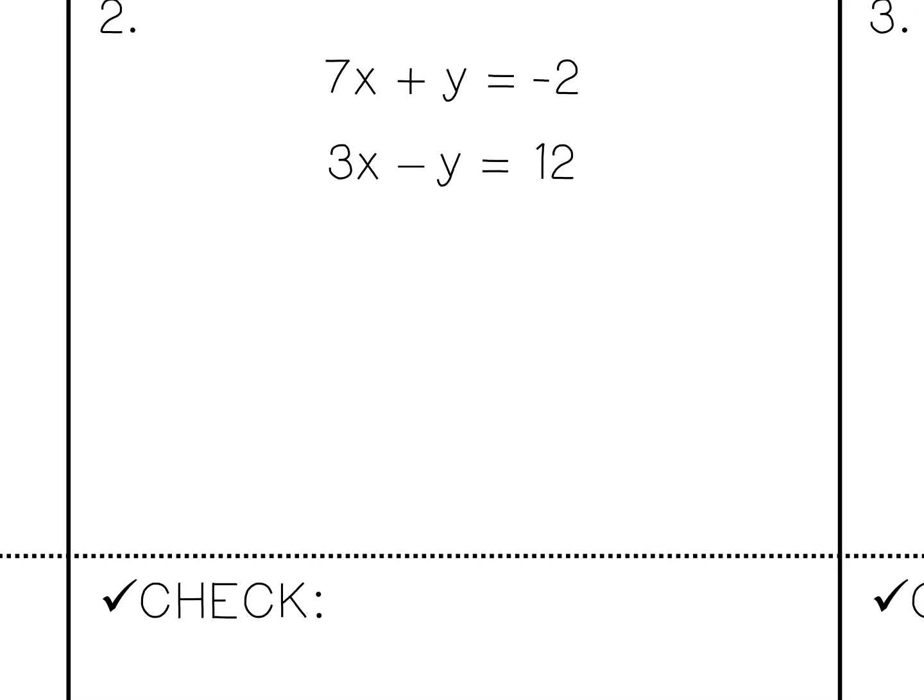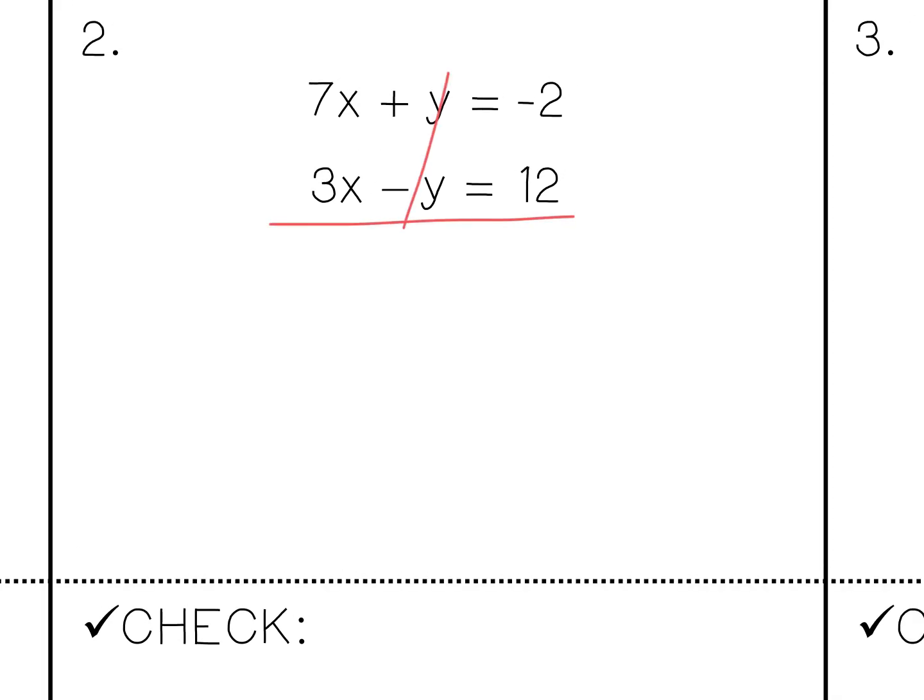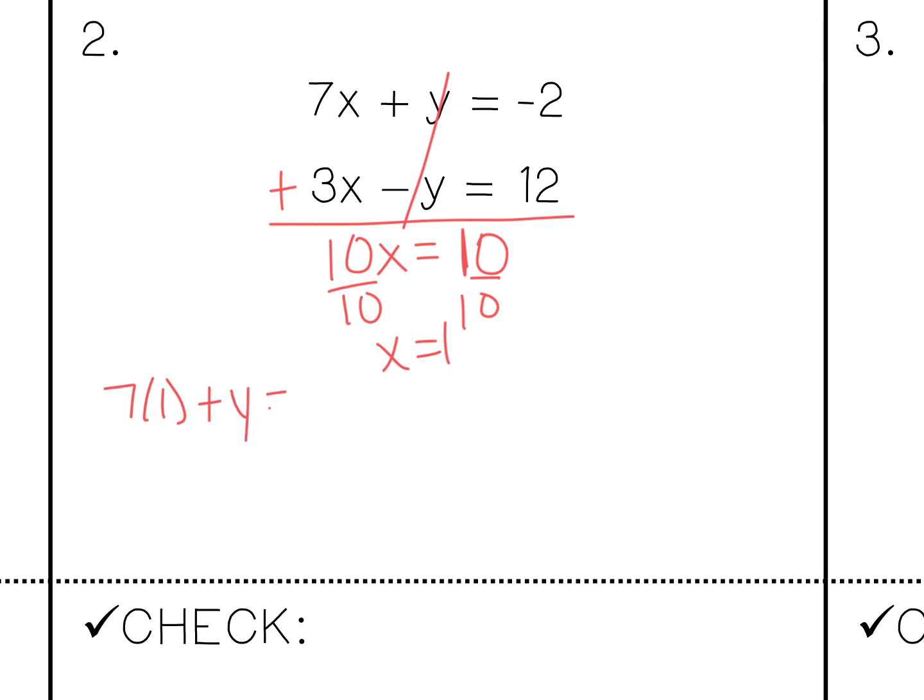Here's another one. My y's are going to cancel, so 3x and 7x is 10x, but negative 2 and 12 is 10. Divide by 10, x is 1. And again, choose an original. I usually choose the first one. It doesn't matter. You're still going to get the same thing. So 7 times 1 plus y equals negative 2. So I know this is 7. I'm going to subtract it because that's the undo. And y is negative 9.